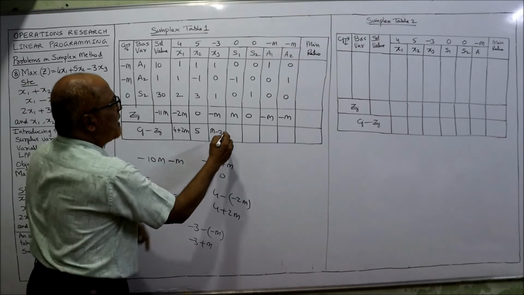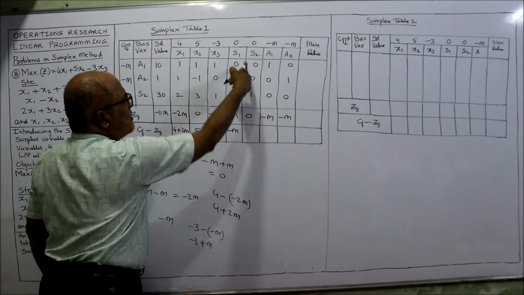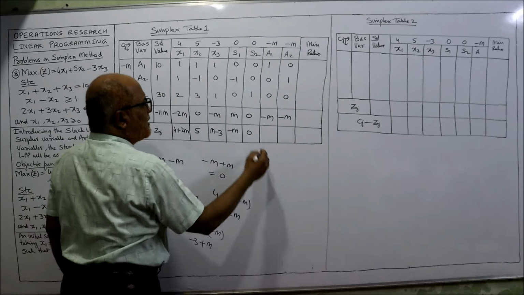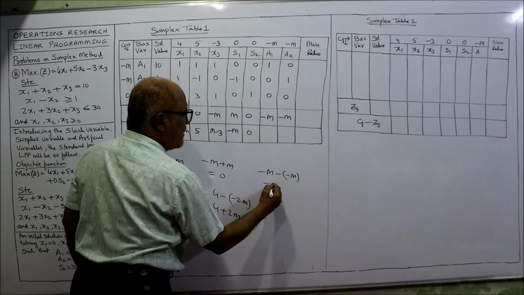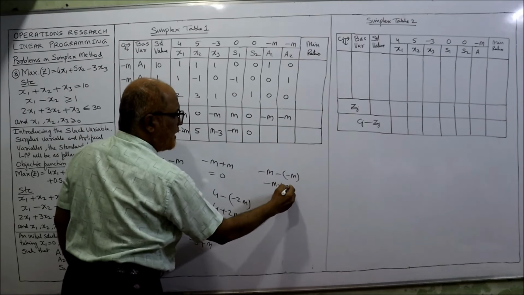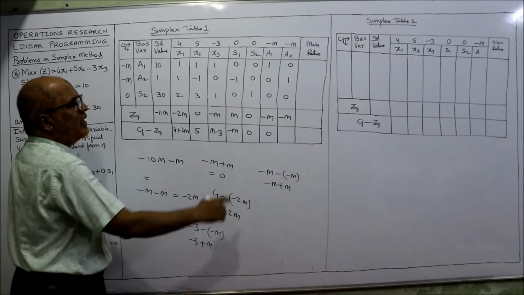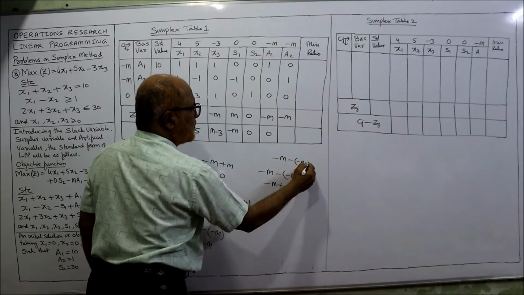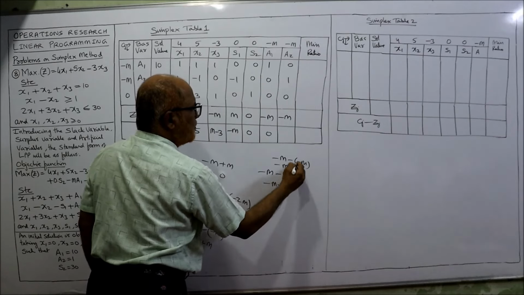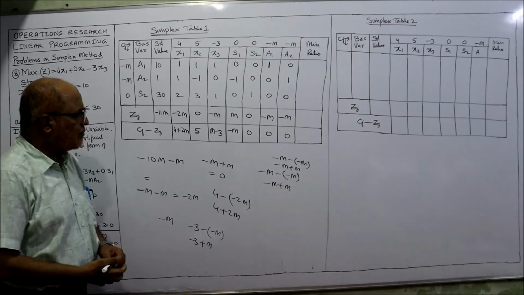Here 0 minus m is minus m. 0 minus 0 is 0. Minus m, minus into minus m, so minus m, minus into minus plus m, that will become 0. Then minus m, minus into minus m, so minus m plus m, that will become 0.